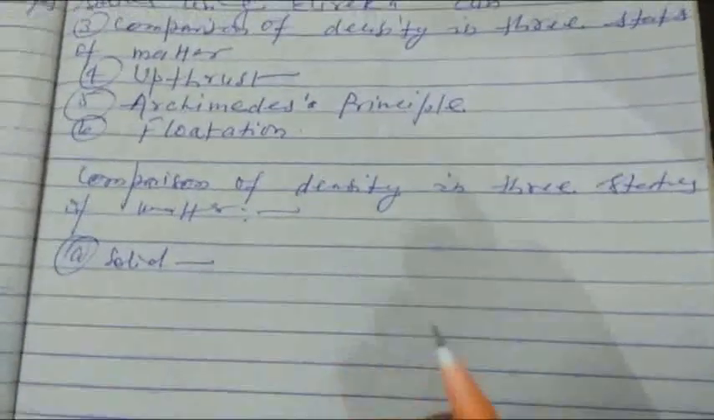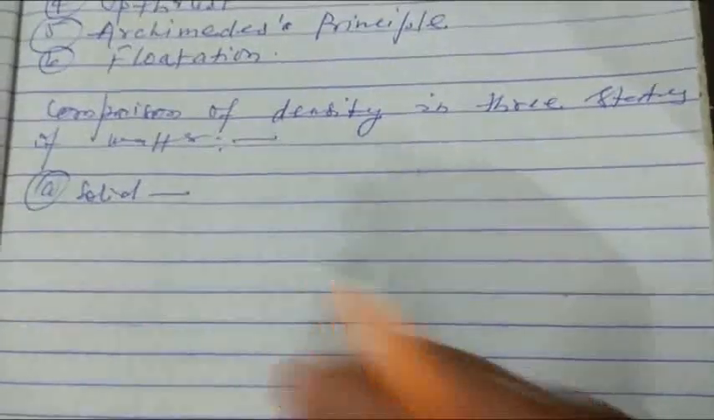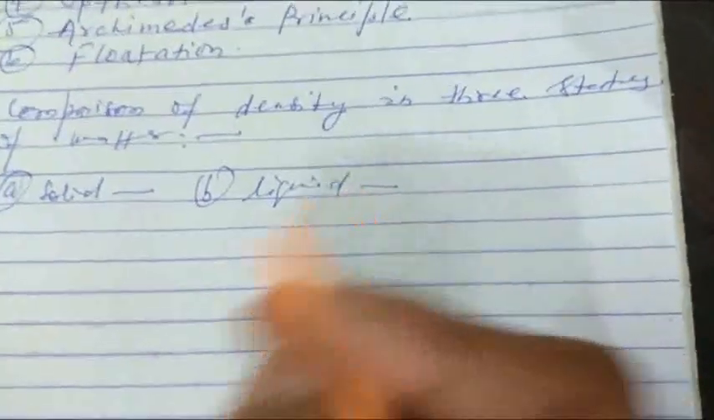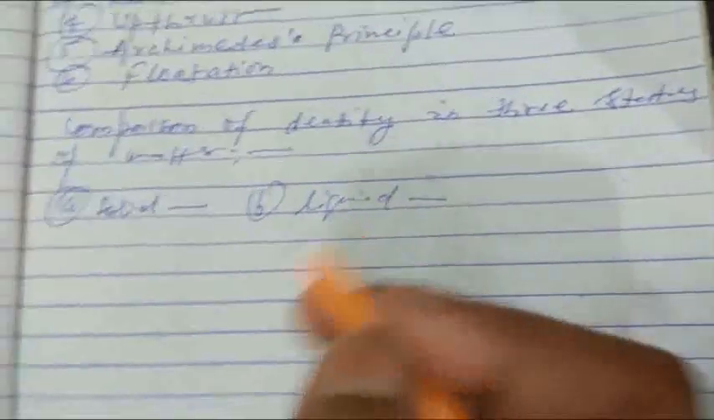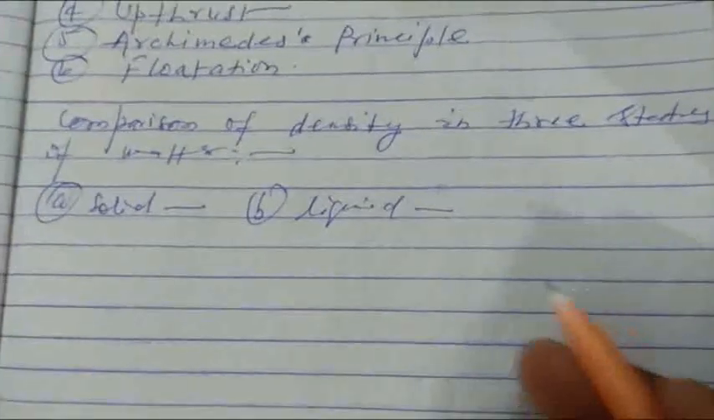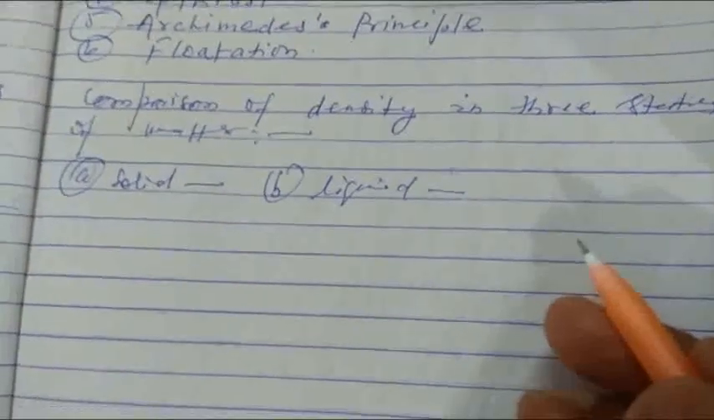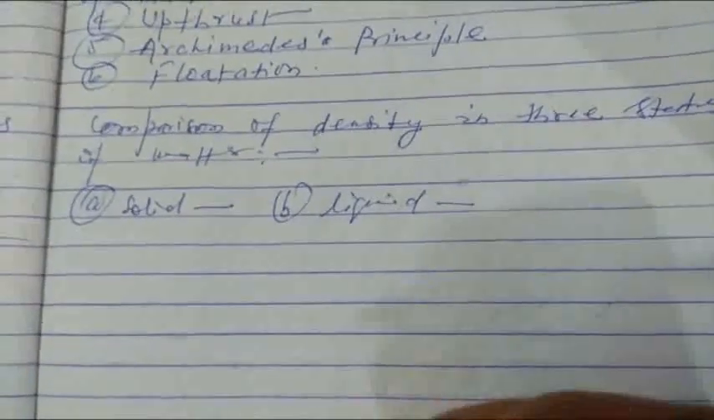But there are a number of exceptions, as a few solids are lighter than many liquids, such as sodium, potassium, and even ice is lighter than water. Next is liquid. Particles in liquids are not as closely packed as in solids, and hence they have less mass for the same volume. Therefore, they are less dense than solids, but a few exceptions are there, such as mercury, which is 13.6 times heavier than water, and it is even heavier than most of the metals.